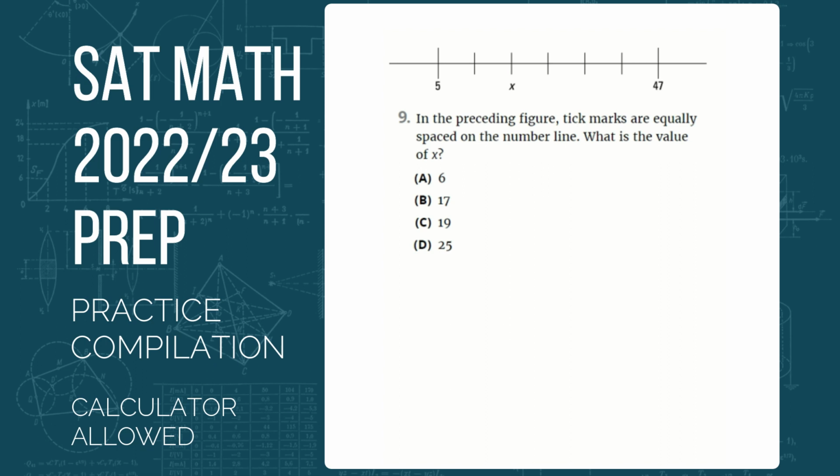In the preceding figure, tick marks are equally placed on the number line. What is the value of x? Right here, this is the value of x. All right. First, we see there's how many spaces? 1, 2, 3, 4, 5.